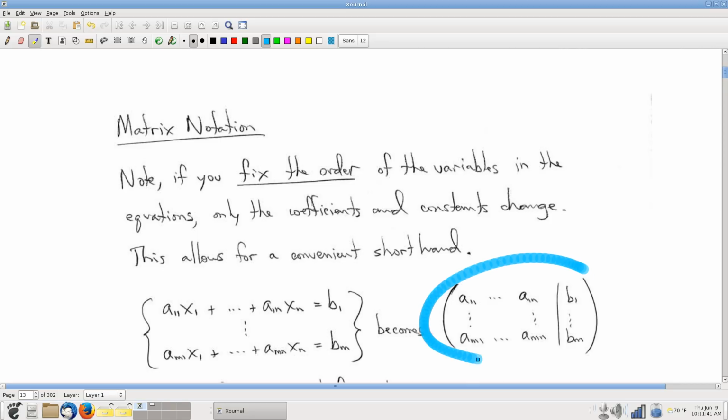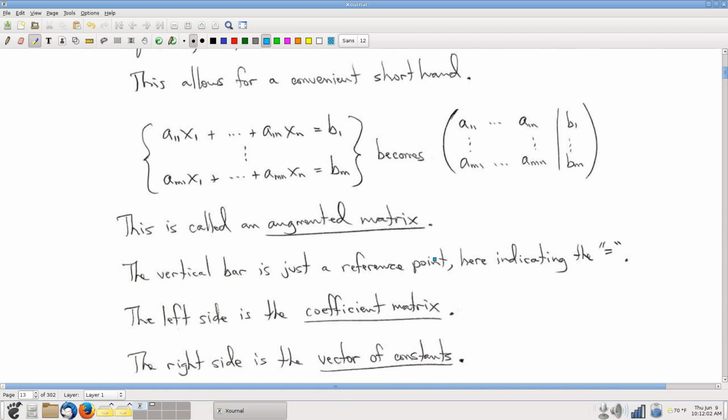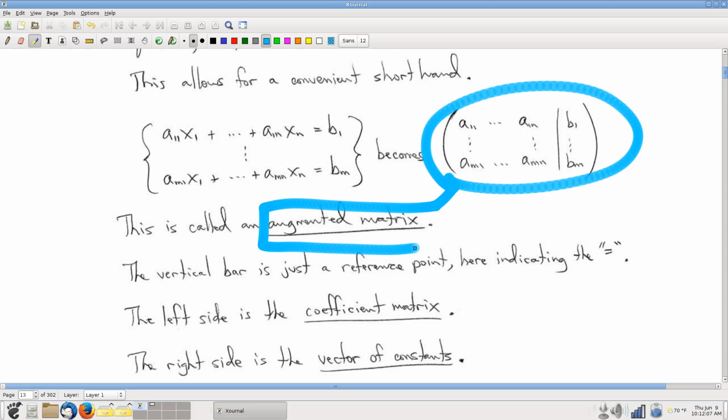So this you might recognize as something called a matrix. Some of you have seen matrices before. There are a lot of things that you can do with matrices, and we will do a lot of things with matrices. But for the moment, it's a convenient shorthand for a system of equations. Okay. So a little bit of terminology. This is called the augmented matrix. It's the matrix that represents the entire system of equations.